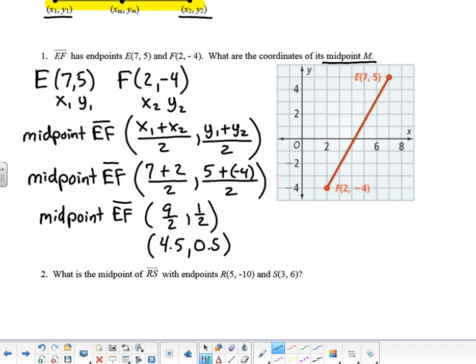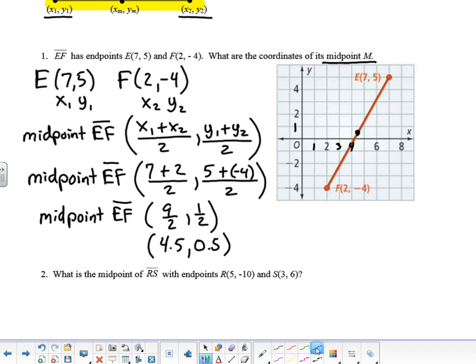So let's go over here and look at our graph. Now we see on our graph we're going up by ones. So 1, 2, 3, 4, 4.5. And the y scale is also going by ones, so up a half, and that would be our midpoint.